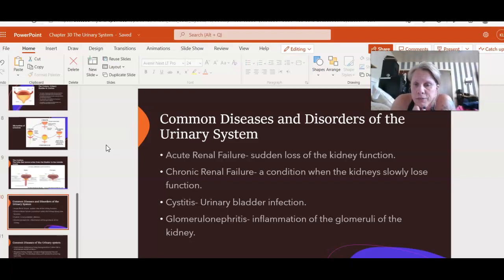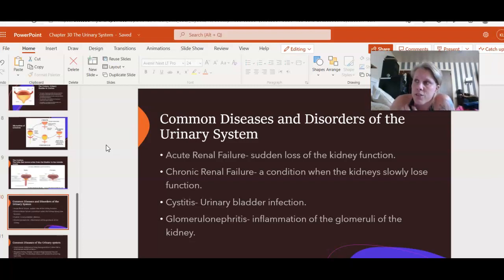And then glomerular nephritis. So that is inflammation of the glomeruli of the kidney. Chronic glomerular nephritis is one of the causes that can happen with your chronic renal failure. Some of the causes would be renal disease, immune disorders, or bacterial infections.